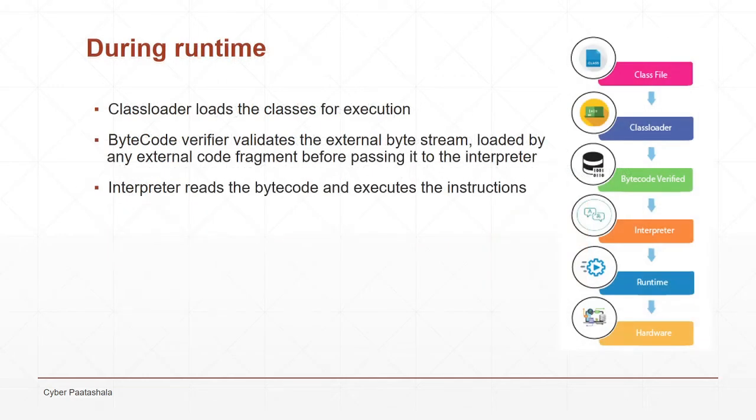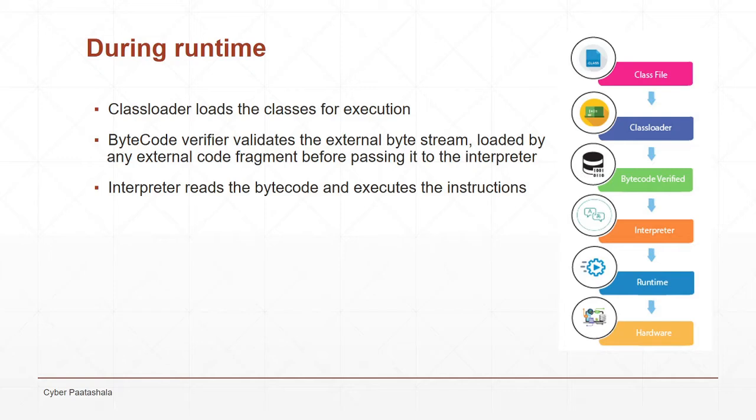During the runtime, the class loader will load the classes for the execution, and then it will be passed to a bytecode verifier. This bytecode verifier will validate the external byte stream. If you have any external code fragments involved in your Java code, those will be verified by this bytecode verifier. Once the bytecode is verified, the interpreter will read the bytecode and execute the instructions.